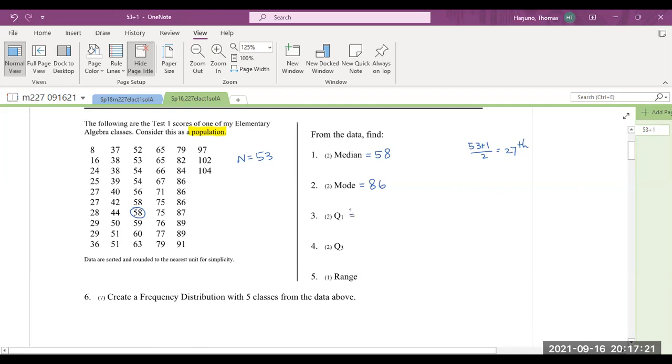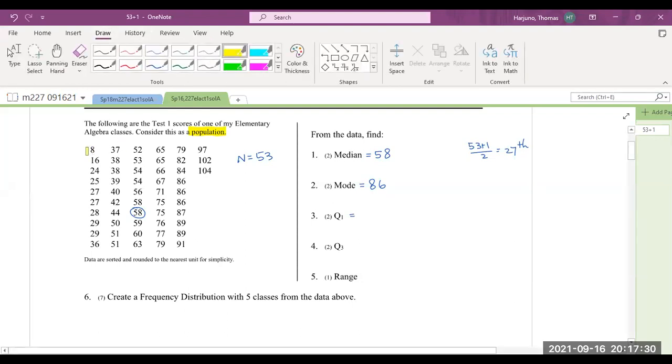Okay, then the first quartile. The 27th data is the median. So the lower half is everything to the left of that, or everything less than that. So up to here. How many data are there?